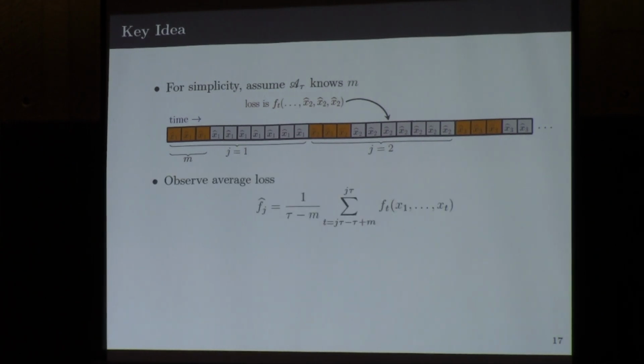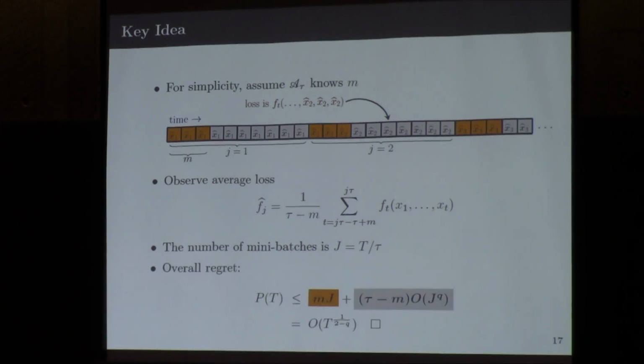Basically, in a sense, we then construct an oblivious adversary by ignoring the losses in these first M rounds. So we ignore these M rounds, and we average the loss on the remaining tau minus M rounds for each mini-batch, and feed that back to the algorithm A. The number of mini-batches here is T over tau. We're paying a constant, unit cost for each of these rounds shown in red, and that's Mj. So M rounds for each of the J mini-batches, so Mj.